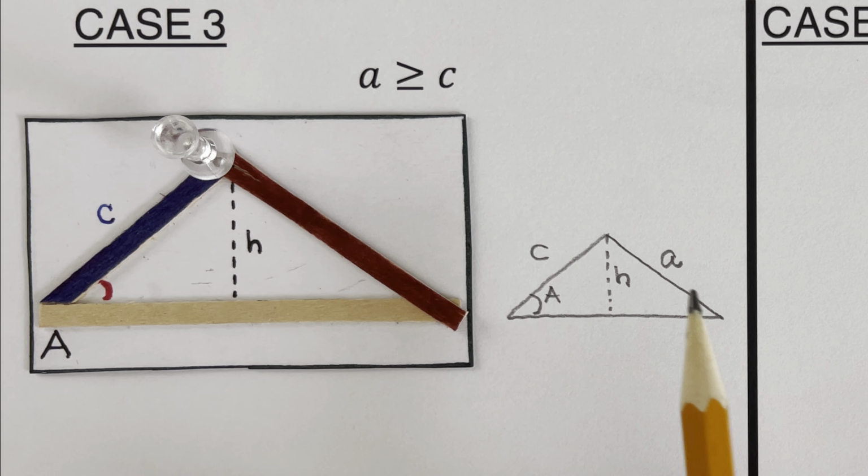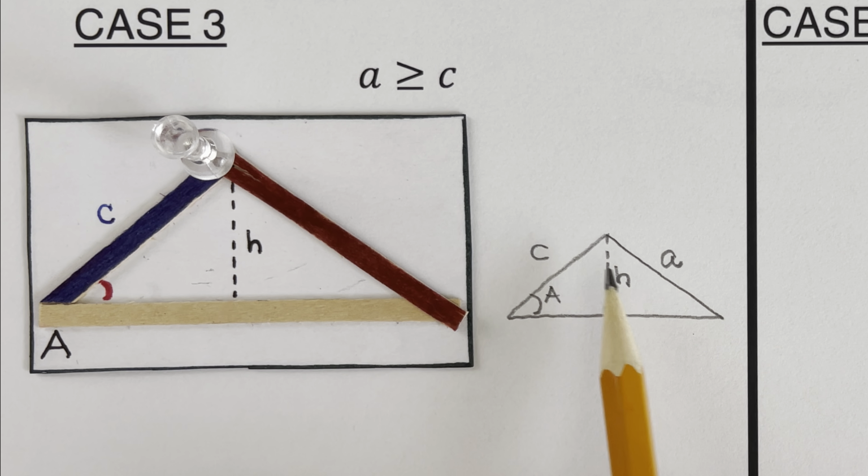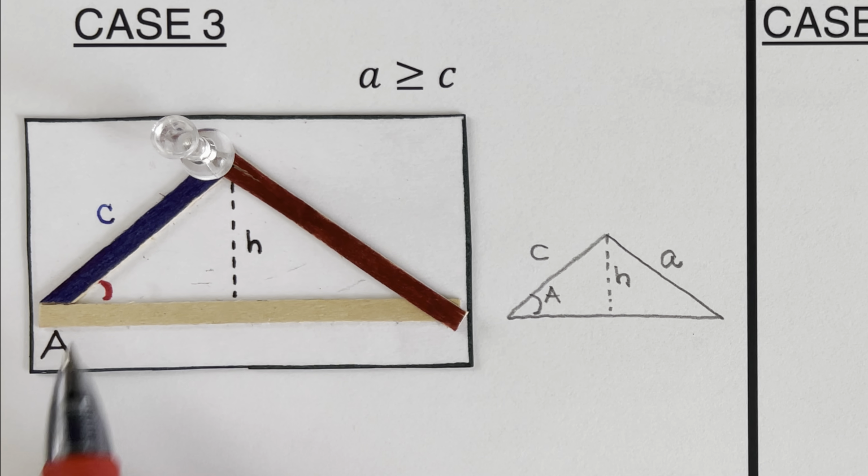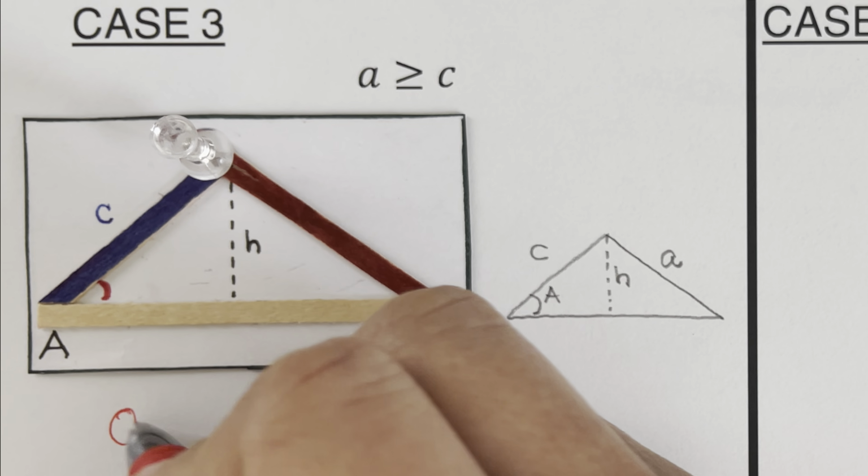If our a is greater than c, we are able to create one triangle from there. This is the triangle right here. I'm just going to label this case.